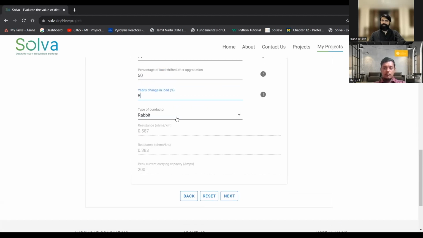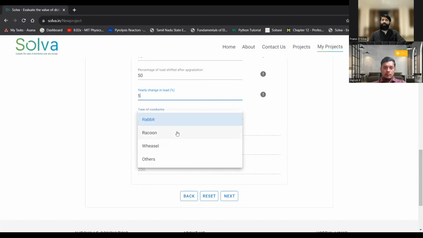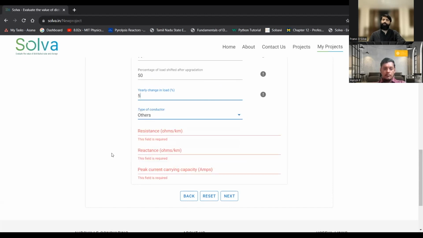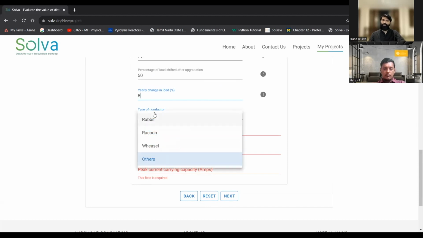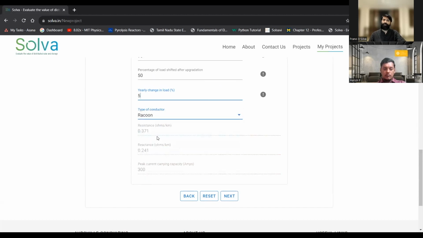To define the conductor that has been used, we have uploaded details of different conductors, while you can also modify the values by selecting others and giving the values that you think are appropriate for your analysis. In this case, for the Karungal-Palya feeder, the raccoon conductor has been used, and we will select the raccoon conductor and proceed by clicking next at the bottom of the page.